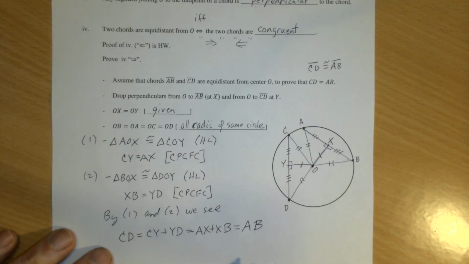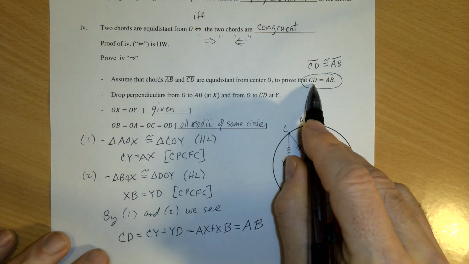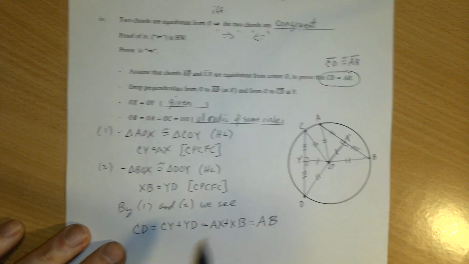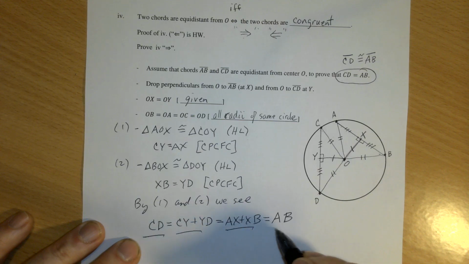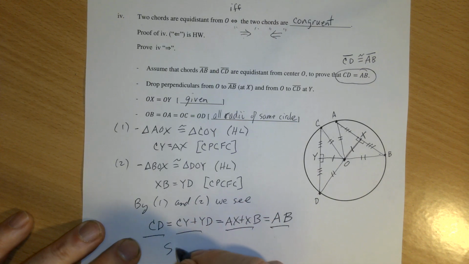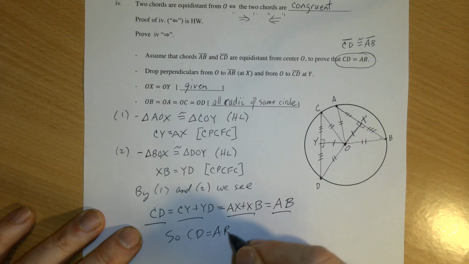And therefore, this is exactly what we wanted to prove. CD, the distance from C to D, is the same as the distance from A to B. CD is equal to that, which is equal to that, which is equal to AB. So maybe I'll conclude it with, so CD equals AB, and that's exactly what we needed to prove.